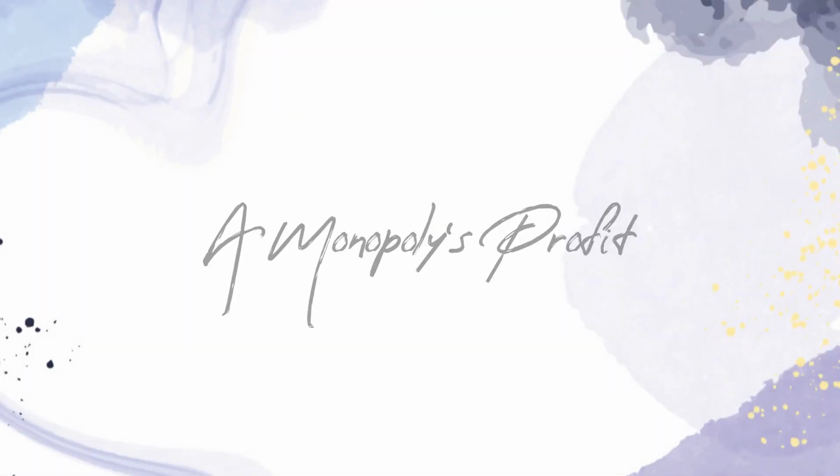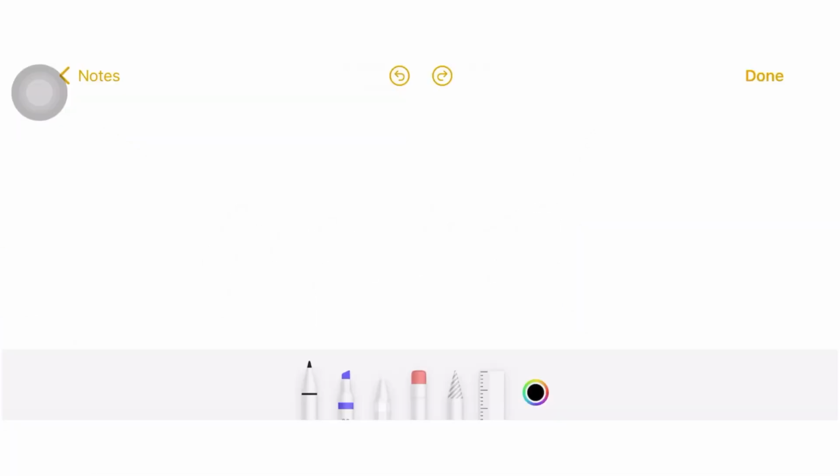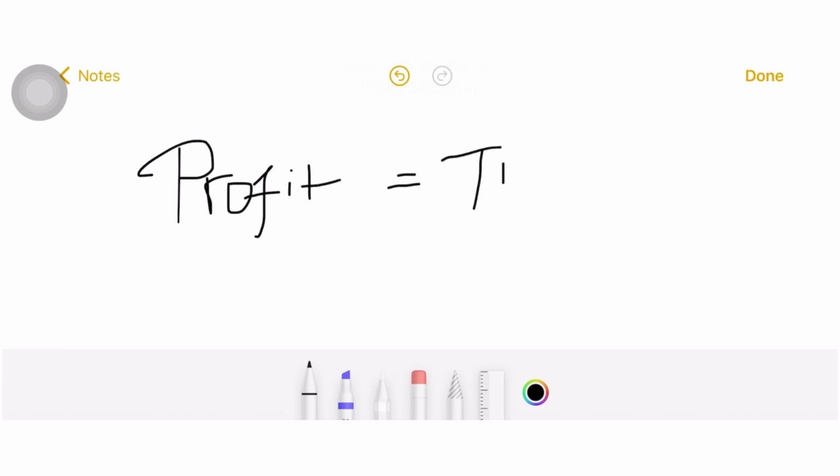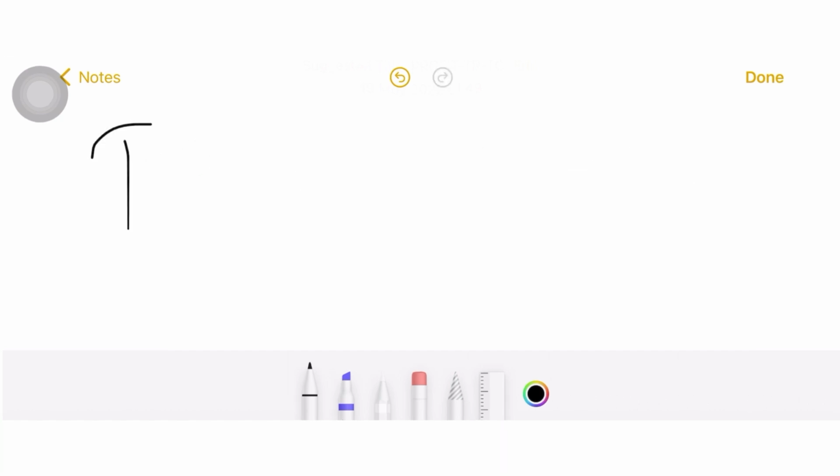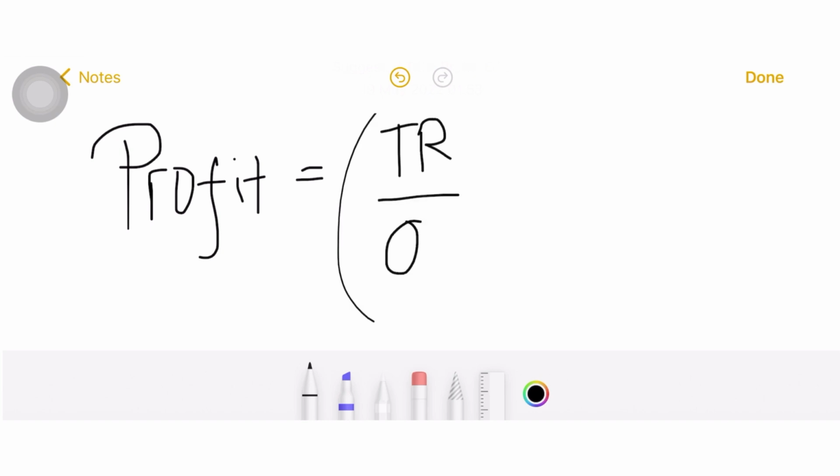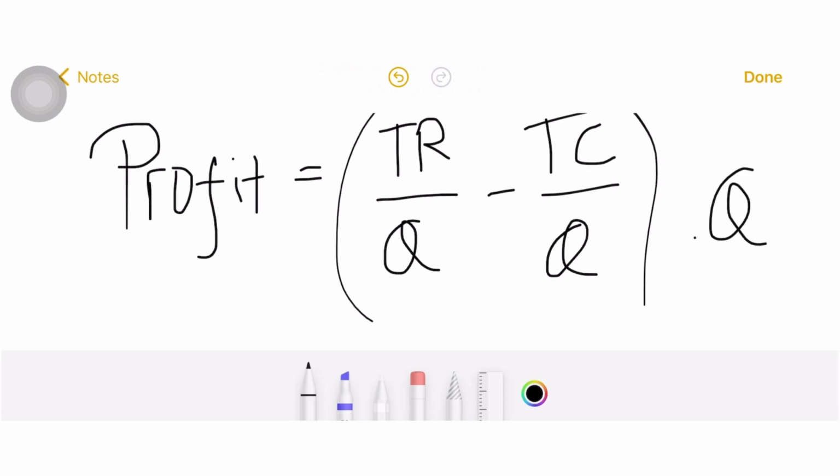Now we're moving to part 4, that is a monopoly's profit. The profits of a monopoly come from the same idea. So we have total revenue minus total cost, then we can divide both by Q and then multiply by Q. So profit equals total revenue over Q minus total cost over Q, times Q. So there is no difference.